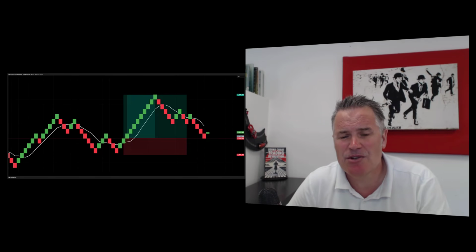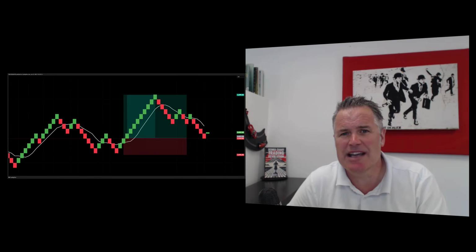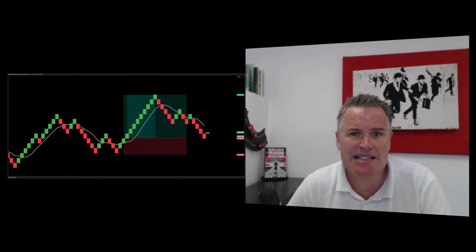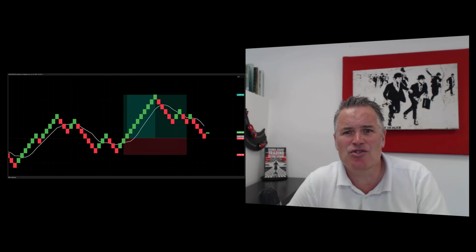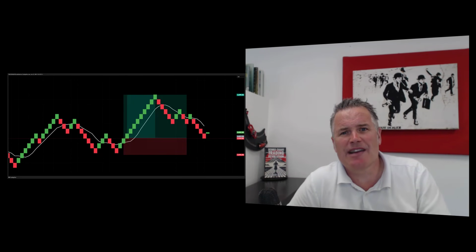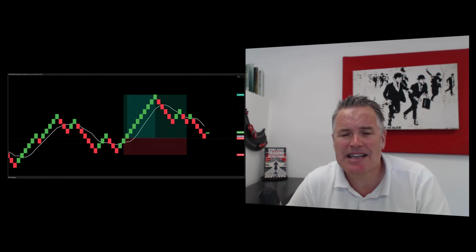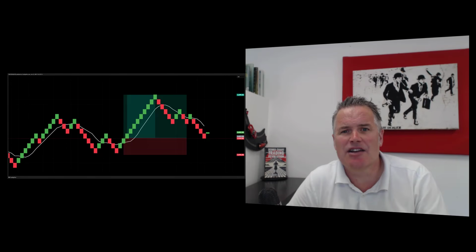I looked on TradingView and couldn't see anything on there. It doesn't default, that only goes to candlestick charts. Couldn't see any custom indicators on there either, so nothing on TradingView. I'm not aware of anything else on any other platform. So if anyone's got anything out there, I'd love to hear from you in the comments.